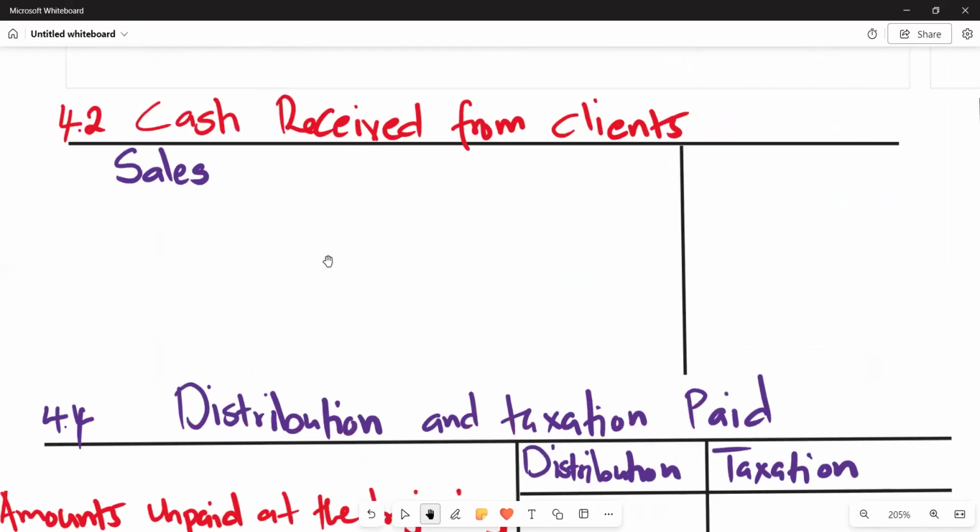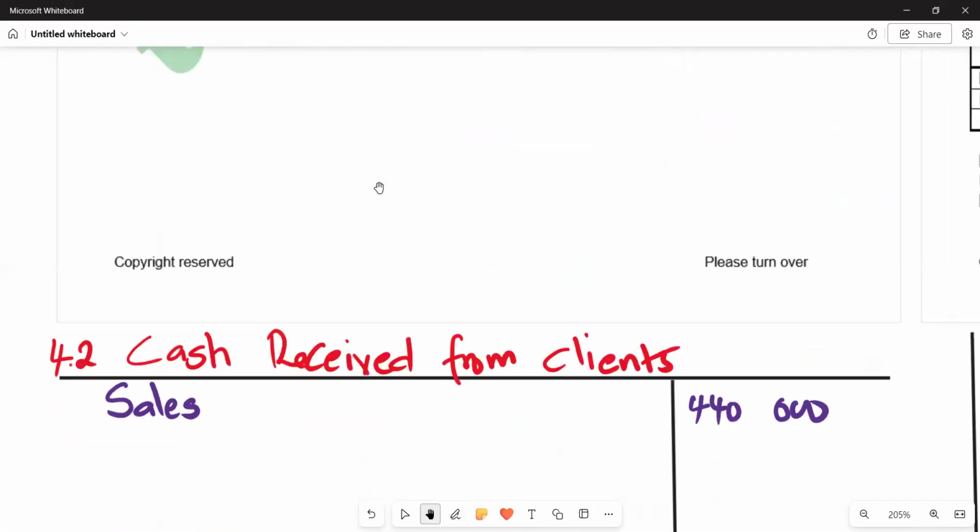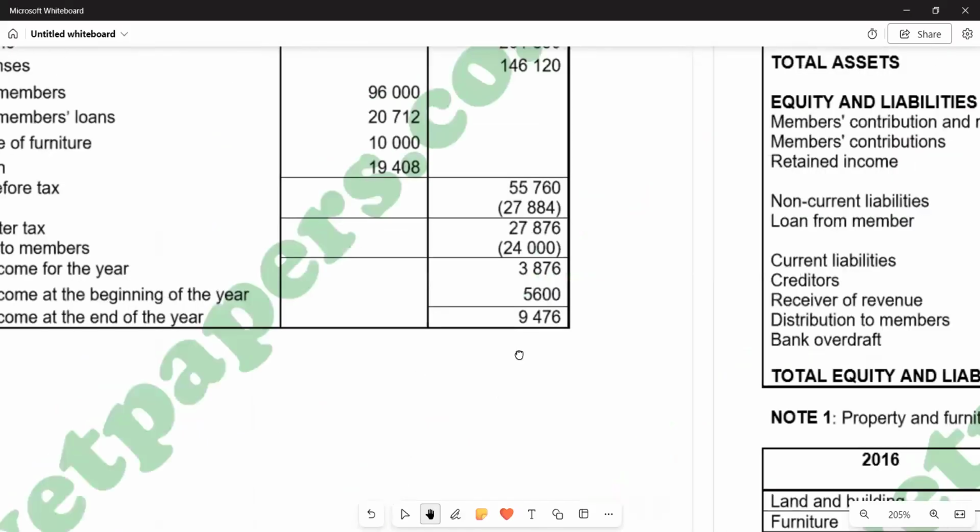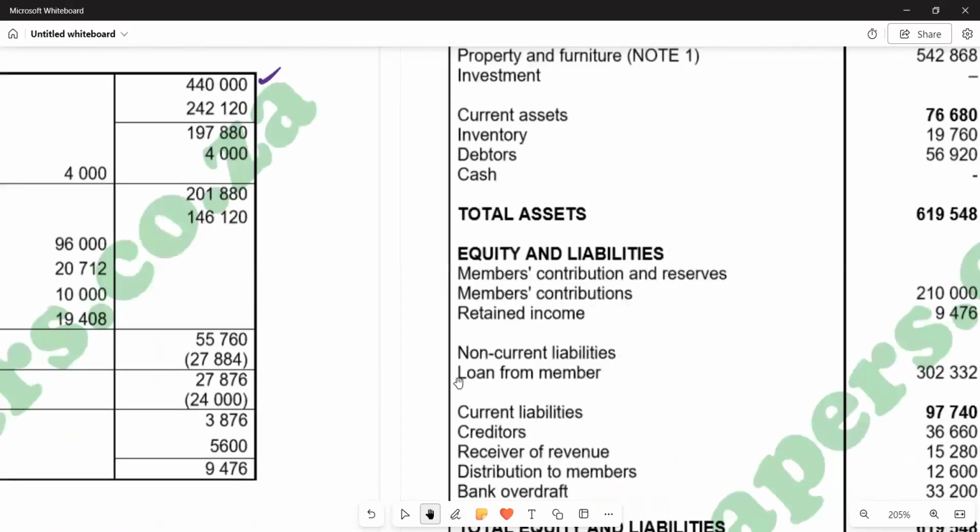Remember, we're saying we're going to show it as a positive. We're going to say 440,000. And then we check in terms of debtors if we've got an increase or a decrease. Obviously, we go to the statement of financial position. That's where we're going to identify our debtors.